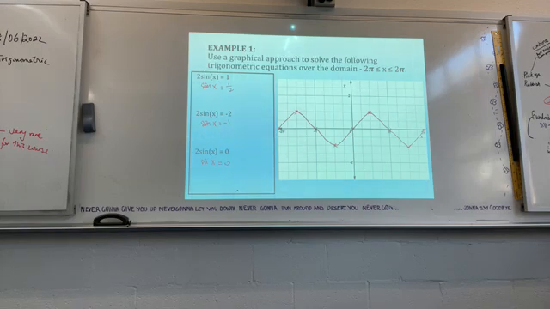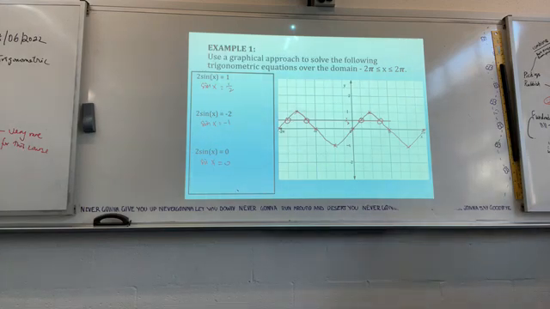There. This is 1. This is minus 1. Therefore, this is half. You've got this point here, this point here, this point here, and this point here. And you should be able to work out what those points are. Correct?